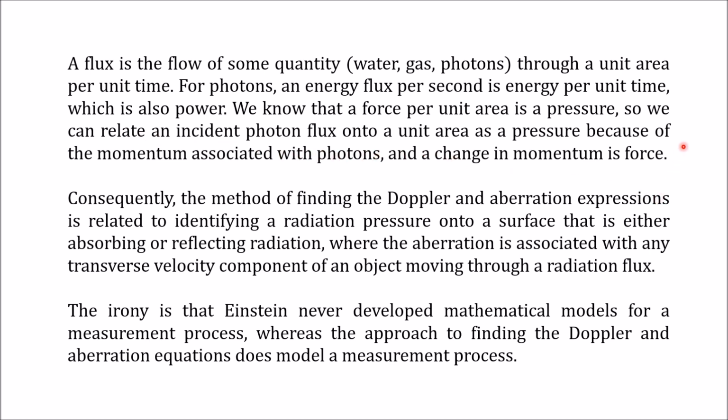And Einstein, in fact, had a radiation pressure model in that 1905 paper that almost nobody has remembered or given any credence to. In it, he shows how the Doppler expression follows, though he did not consider the aberration, which meant that it was an incomplete model. So we can find the Doppler and aberration expressions in terms of the conservation of momentum and energy. It's a measurement model.